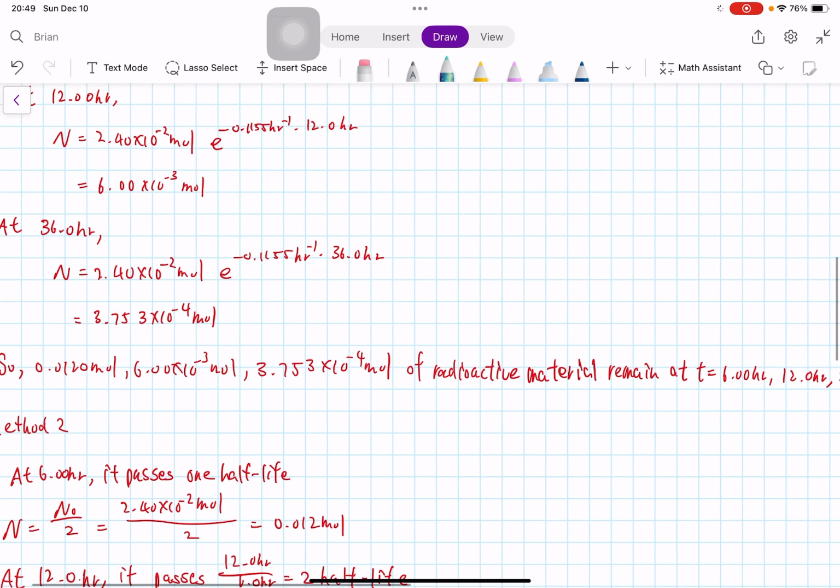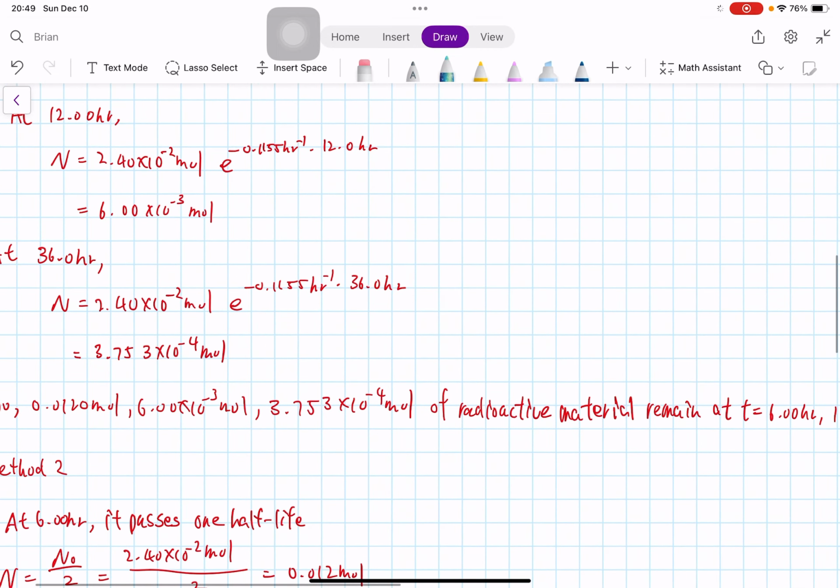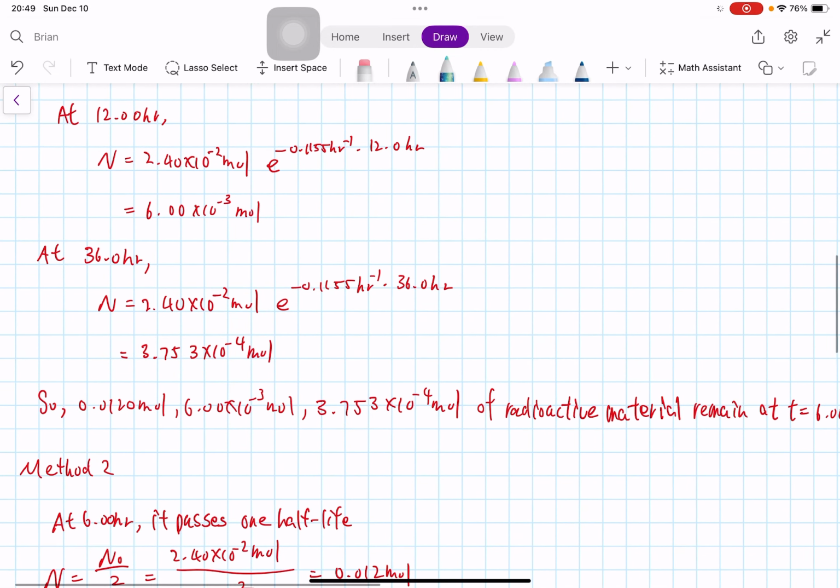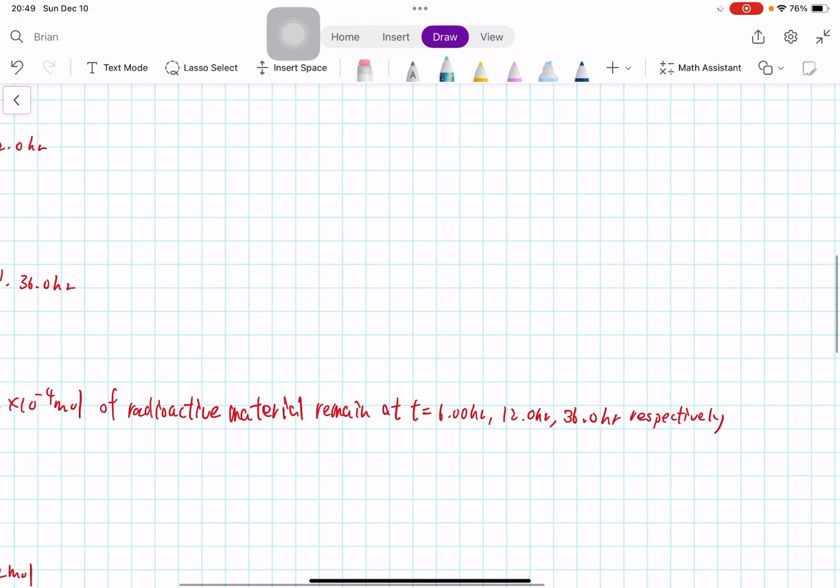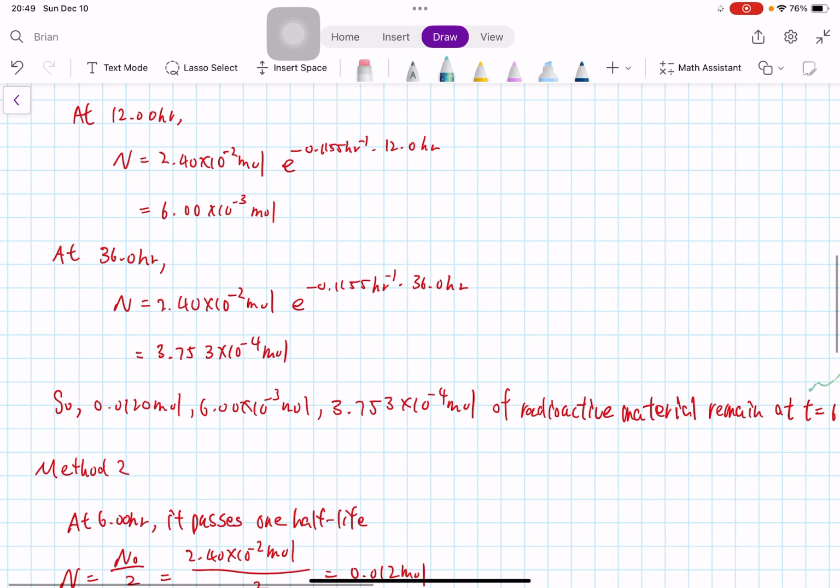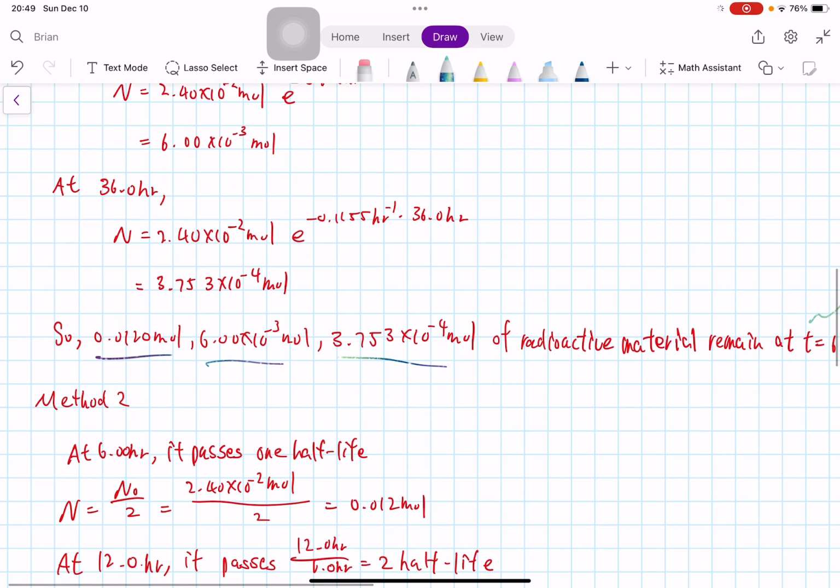And we conclude that for these times, 6 hours, 12 hours, and 36 hours, we have this and this and this many moles. You can see it is decreasing, and it makes sense because the material is decaying. So that is method 1.